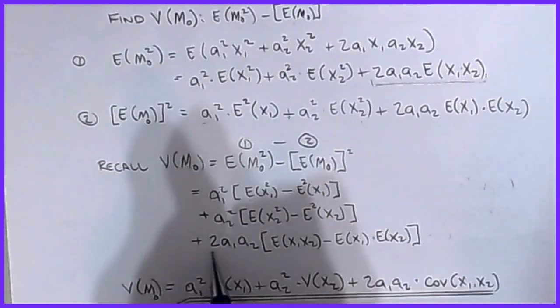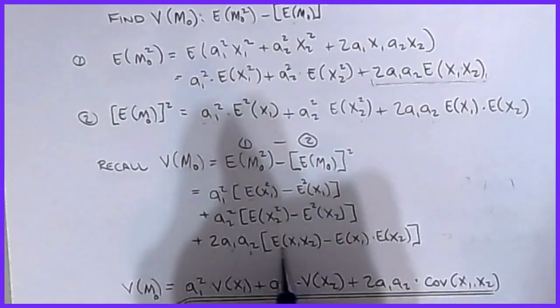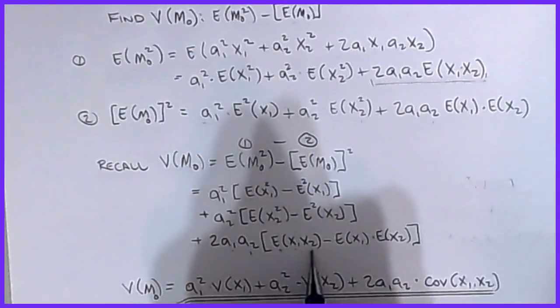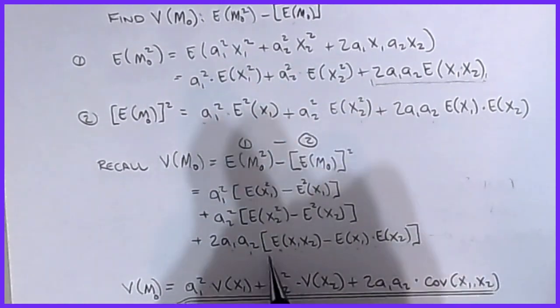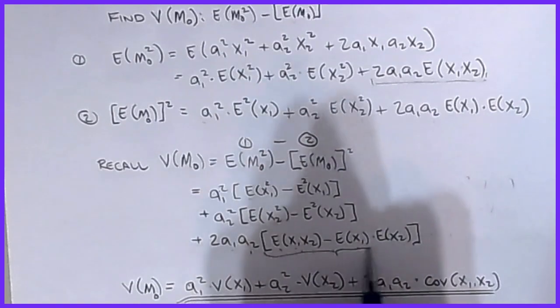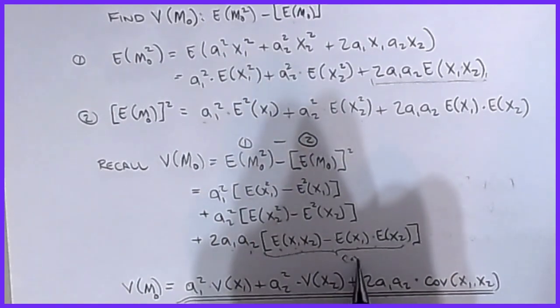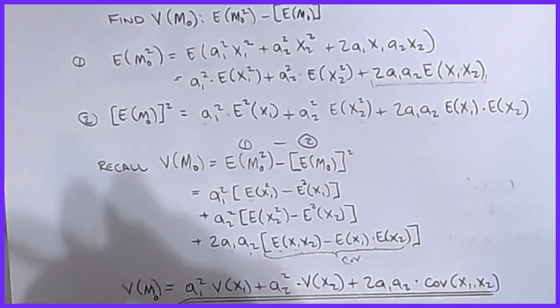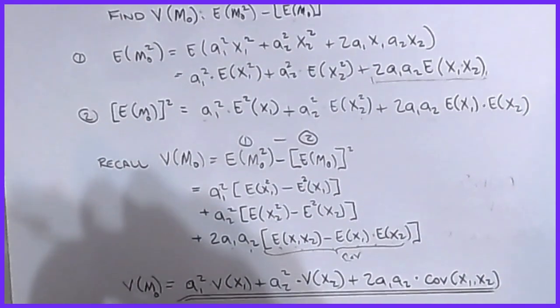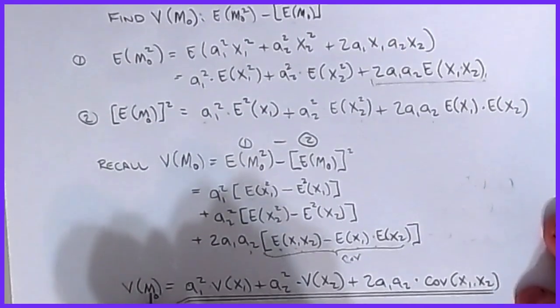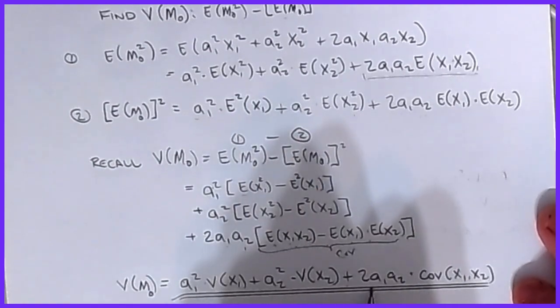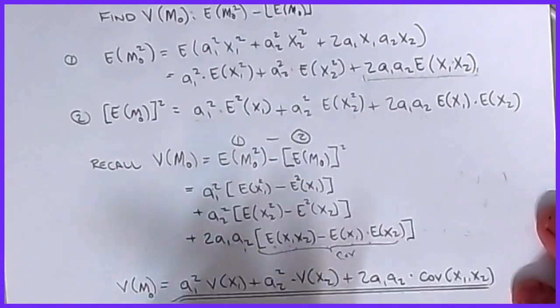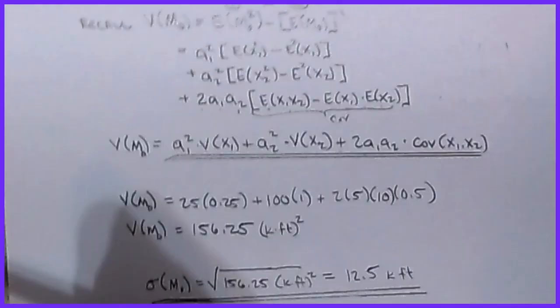The difference is the last term, 2a1a2, where I get the expected value of x1 times x2 minus the expected value of x1 times the expected value of x2. That guy right there is a covariance, if you remember our definition of it. So my variance of m naught is everything that I had before plus this last term, 2a1a2 times the covariance of x1, x2.